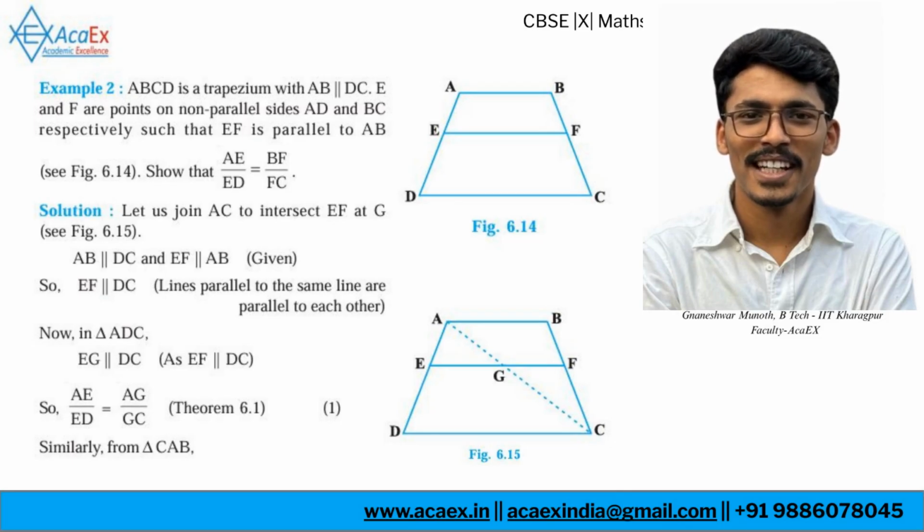In a trapezium ABCD with AB parallel to DC, a line segment EF is drawn parallel to AB, intersecting the non-parallel sides AD and BC at E and F. Show that AE divided by ED equals BF divided by FC. Solution: join AC to intersect EF at point G.